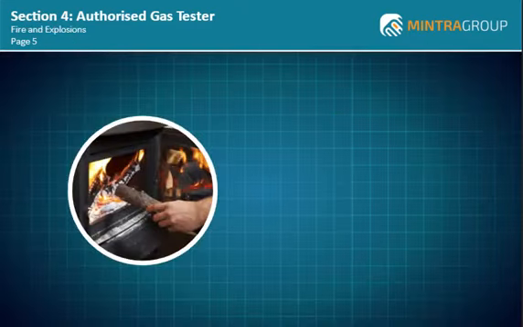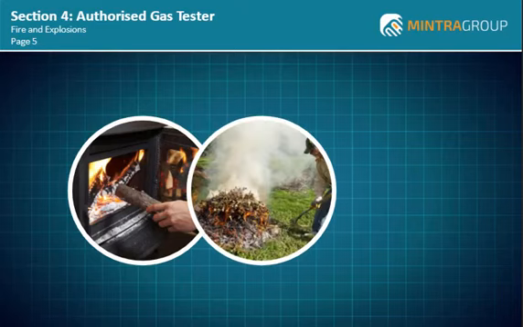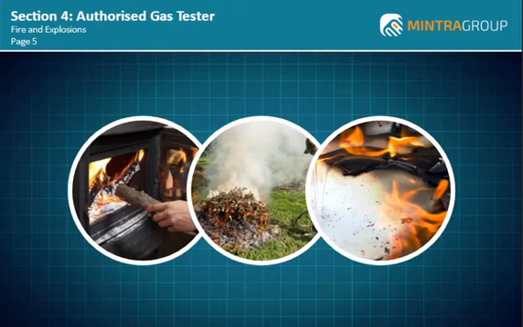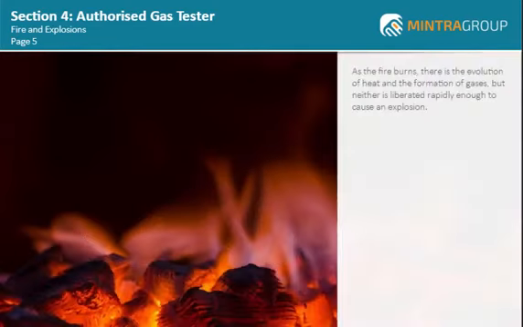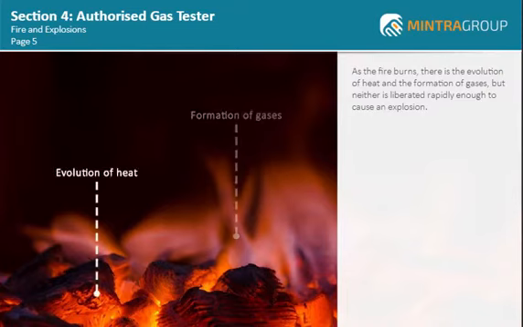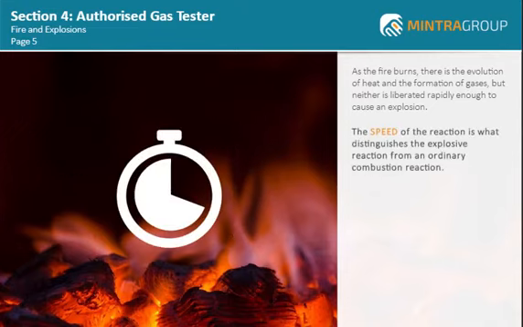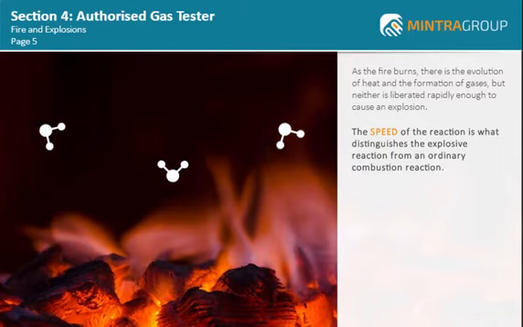We have all seen fires such as wood burning for domestic heating, burning of rubbish and garden waste, and accidental burning of waste paper and so on. Consider a wood or coal fire. As a fire burns, there is the evolution of heat and the formation of gases, but neither is liberated rapidly enough to cause an explosion. The speed of the reaction is what distinguishes the explosive reaction from an ordinary combustion reaction. Unless the reaction occurs rapidly, the thermally expanded gases will be dissipated and there will be no explosion.